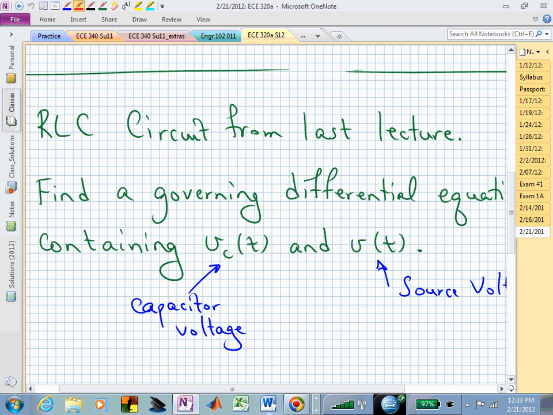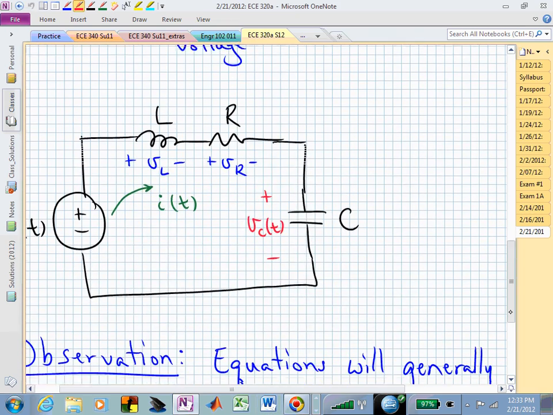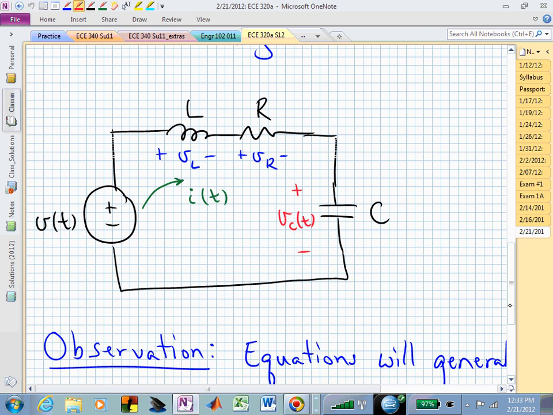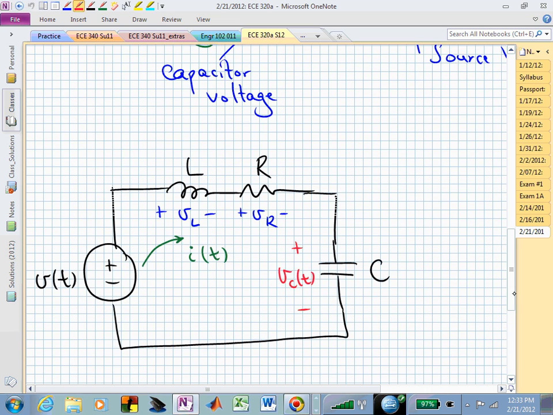What I want to do now is look at the RLC circuit from the last lecture, and the question was: find a governing differential equation containing the capacitor voltage, which could include the voltage itself and maybe some derivatives, and the source voltage v(t). Sketched, we had that particular circuit, and here I've labeled some of the quantities that might be of interest to us. We have our voltage source v(t), which is unspecified, and we would then need to be told what that is in order to solve this system of equations.